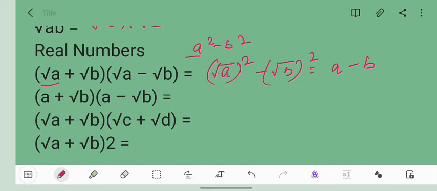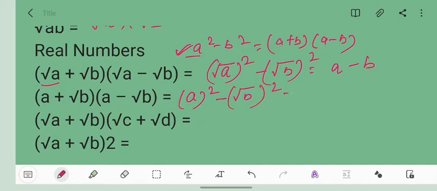Okay, next is a + √b and a − √b. Both are multiplied together. The result will be the same based on this formula. The expansion of this formula is (a + b)(a − b). So the result is a² − (√b)². So the answer is a² − b.